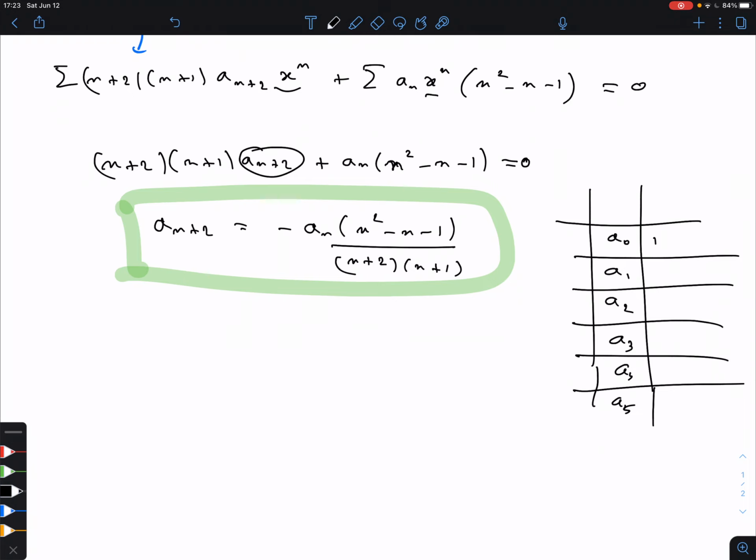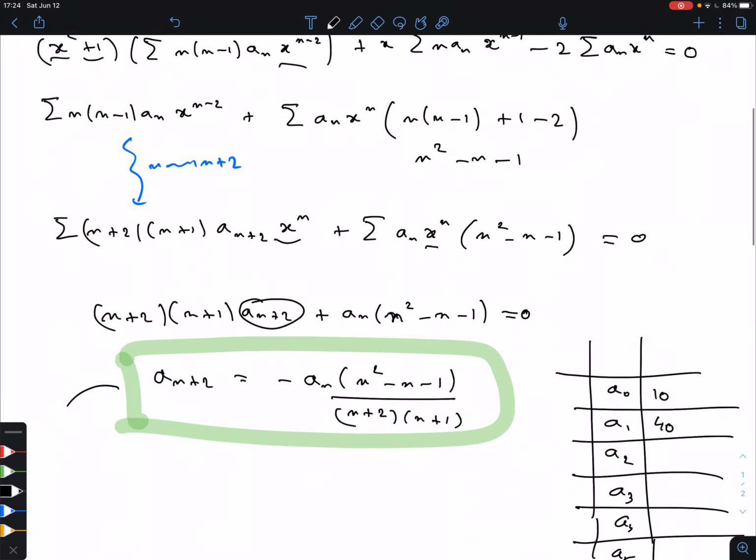So 10 and 40. Now A2, how do you get A2? Well, that is from n equals 0. There's no need to go for even and then odd. That's what they do in the textbook because they're trying to find a formula. We don't want a formula. We just want A2, A3, A4, A5. In other words, in this recursion relation, we plug in n equals 0 to get A2, and then 1, 2, and 3. And then we have everything we want.